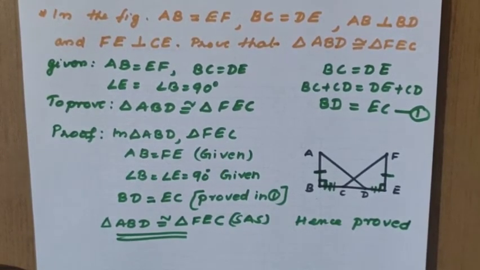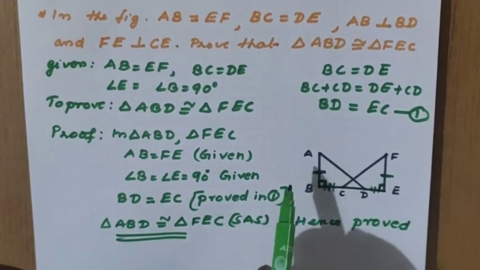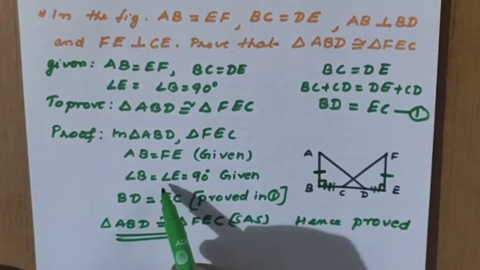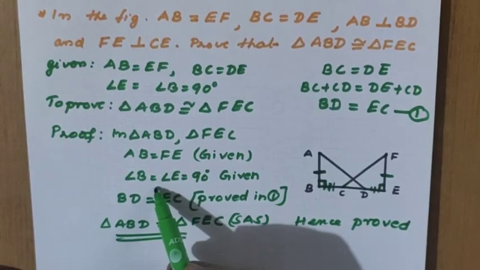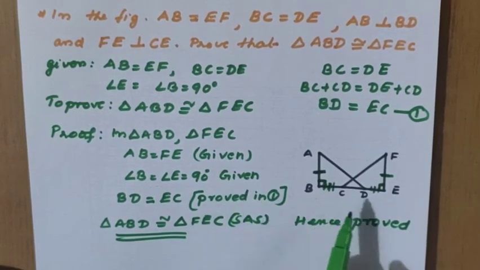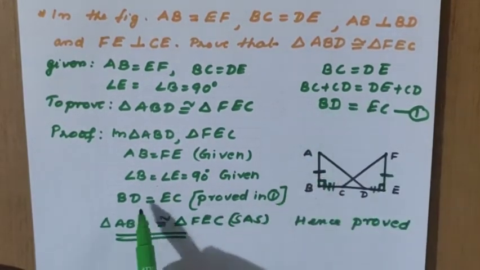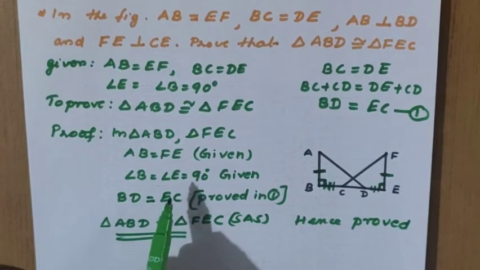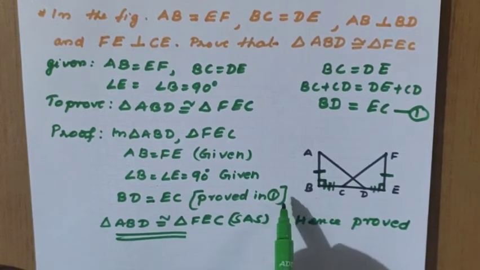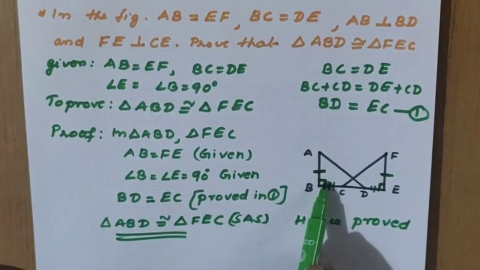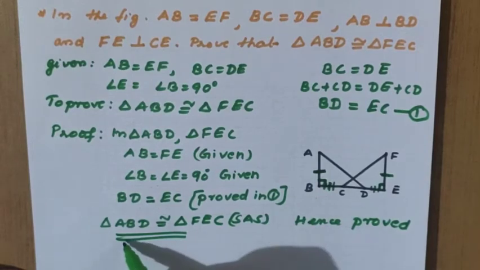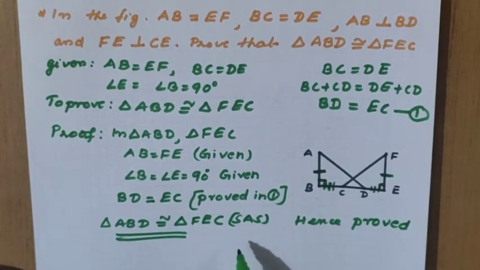Hence proved. I repeat, in triangle ABD and triangle FEC, first equal side and this second equal angle only, we are taking angle B equal to angle E, 90 degree. For getting the second equal side, we have added CD. So we got BD equal to EC. So first side and the second side. Now the angle, we should check whether it is included. It is an included angle. So triangle ABD congruent to triangle FEC, SAS criteria. Hence proved.